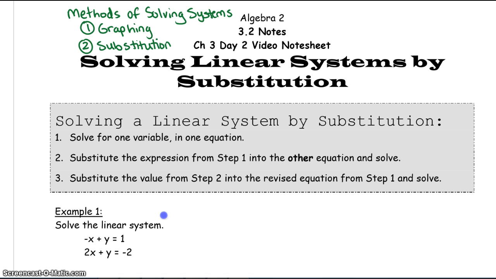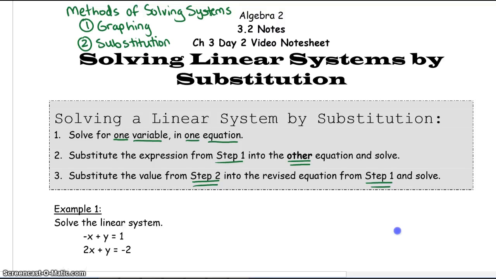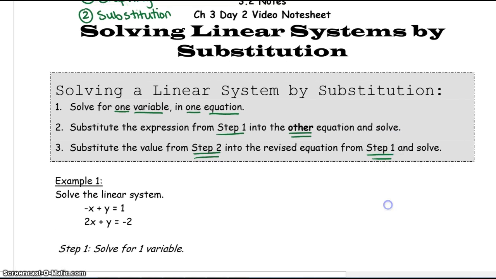So first is we solve for one variable. So it could be x or it could be y in one of the equations, and we substitute the expression, whatever that is, from step 1, which is this one, into the other equation. And a lot of people accidentally put it into the same one, and that's when errors kind of arise. So we want to make sure we use both of them. And then once we substitute the value from step 2 into the other one, the first one, then we get an answer that we're looking for, which we'll represent. So let me show you this in a problem, okay?